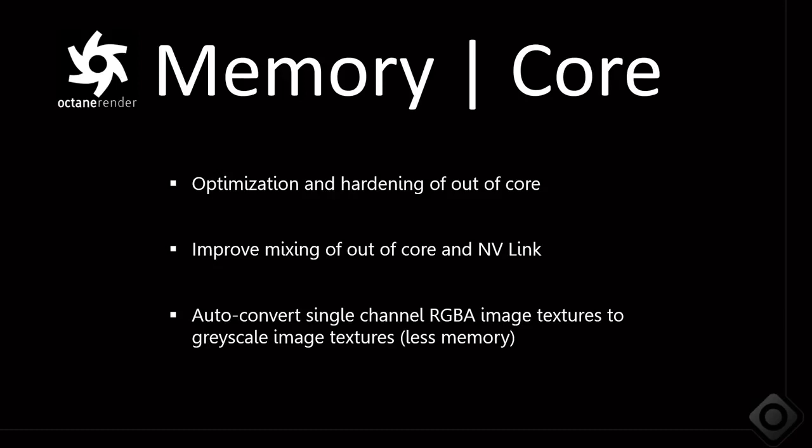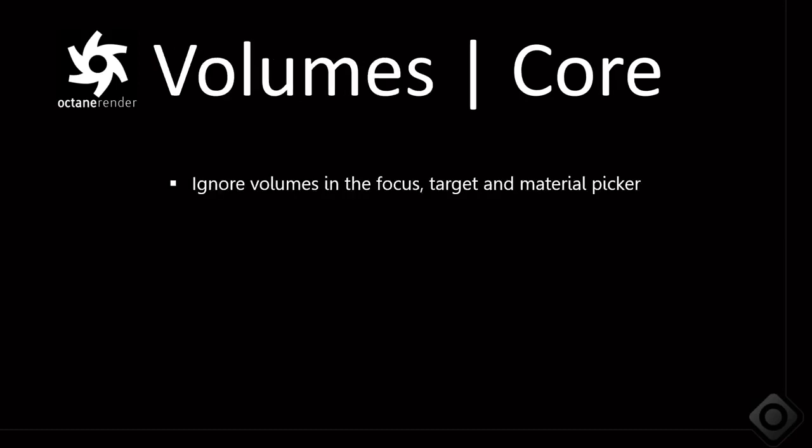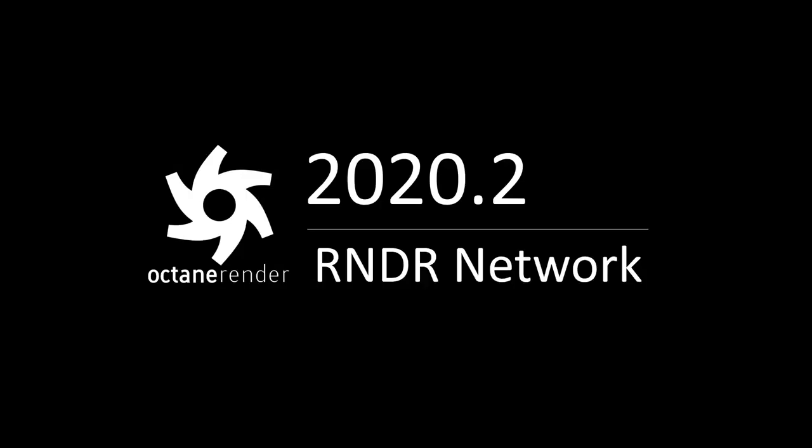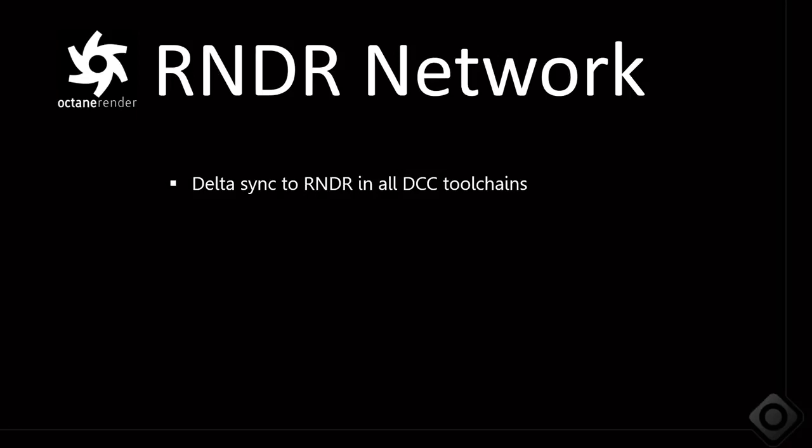There are other small things we're going to do to improve things like in memory. We're going to convert single channel RGB images to grayscale automatically. That's something artists have requested that can really help reduce memory and make it easier on artists. Small things for volumetric rendering in 2020.2, we can ignore volumes in the focus picker. And we're also going to make the random walk medium rendered non-transparent if it's rendered inside of volumes. And right now, visible lights and volumes are an issue. We're fixing that.